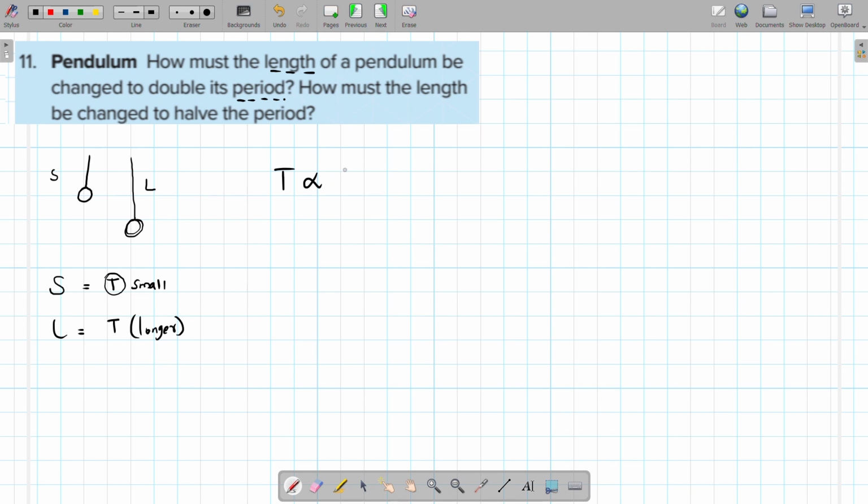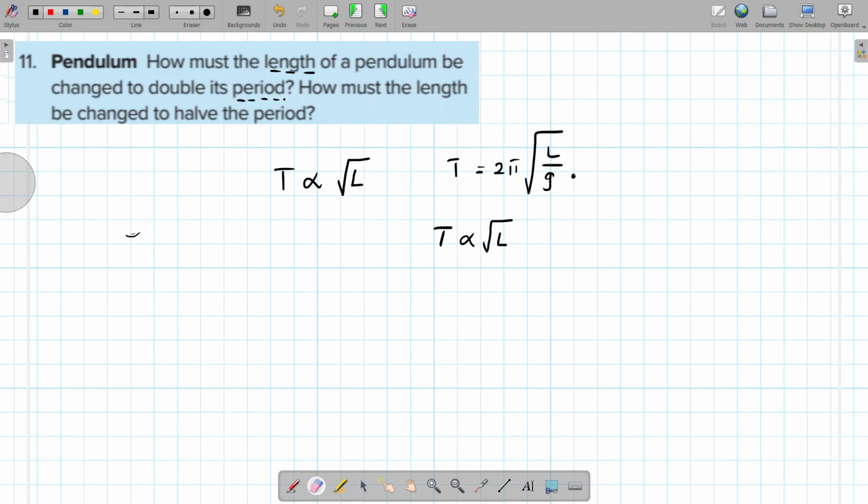So the time period is directly proportional to the square root of the length, because the formula is T equals 2 pi square root of L by G. So the time period is directly proportional to the square root of L. Okay, so that is the relation.